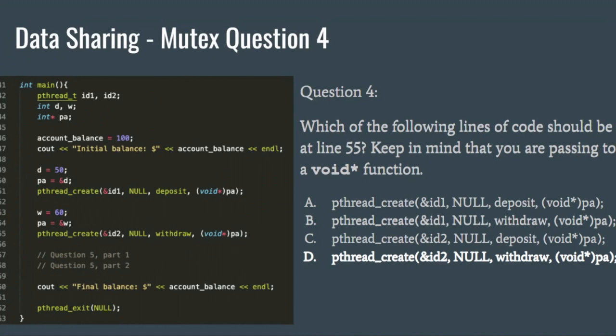Right, and also line 53, right? You're using W, which corresponds to withdraw, and you're setting PA equal to the memory address of W. So we're overriding its initial value, which was the memory address of D, D for deposit, with the memory address of W, W for withdraw. So now we need you to make one for withdraw instead of deposit.